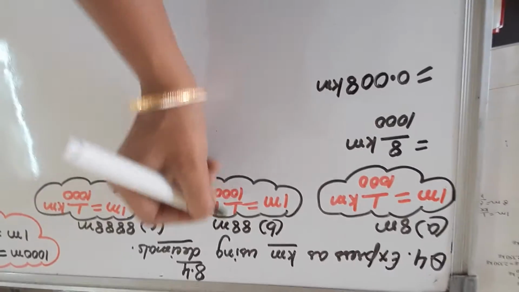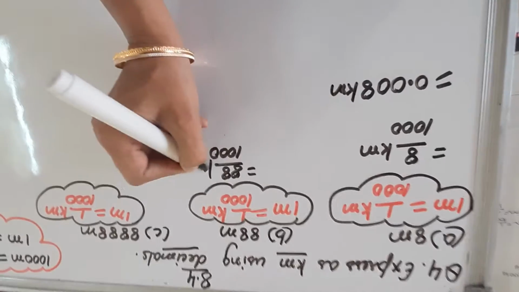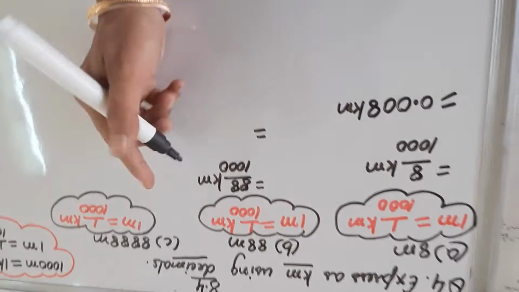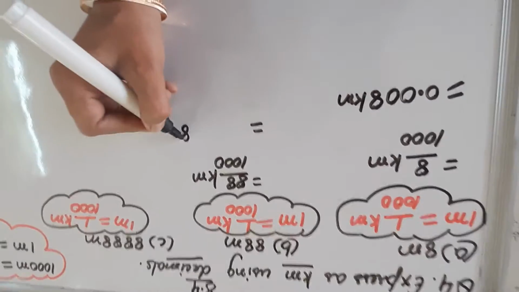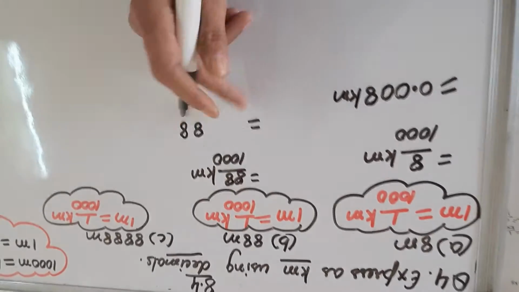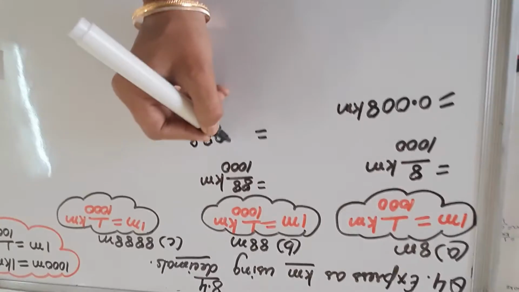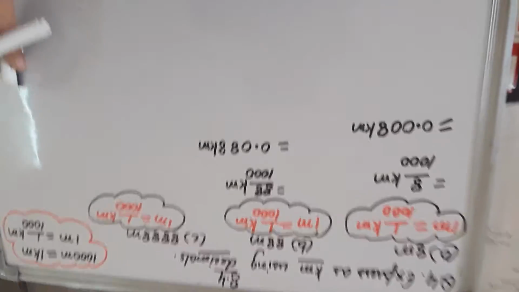Similarly, 88 divided by 1000 kilometers. So again, there are 3 zeros. We'll leave 3 digits after the decimal. So first digit is 8, second digit is 8. We do not have the third digit. So what do we take? We'll take 0. Then we'll place a decimal and kilometer, right?